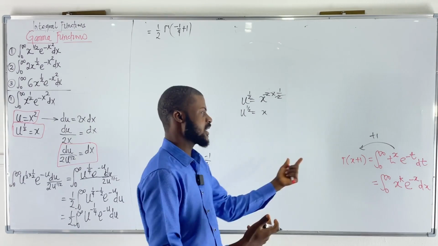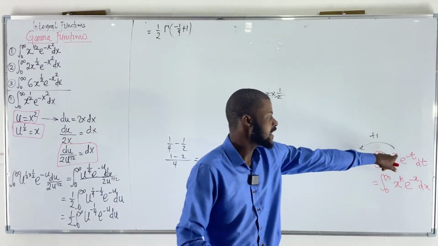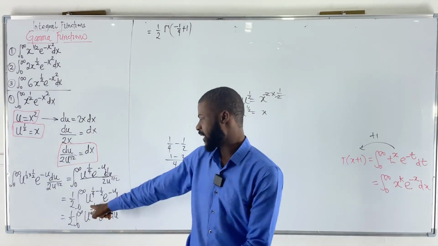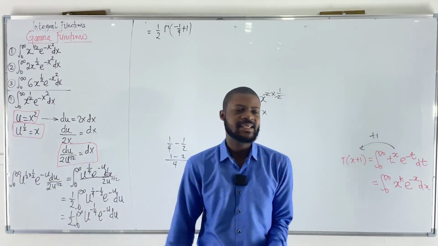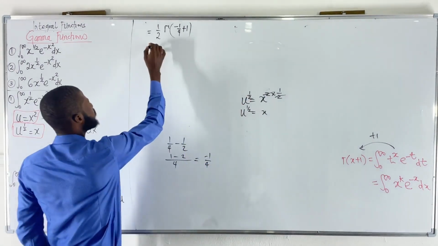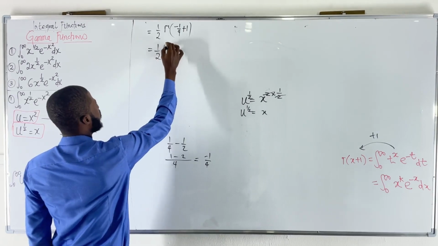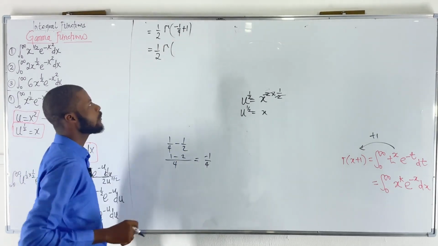It is when you want to just write it in terms of factorial that you just say x factorial from here. But we cannot be saying minus 1 over 4 factorial. It doesn't make sense. Okay, so this is 1 over 2 gamma of, now what is minus 1 over 4 plus 1?